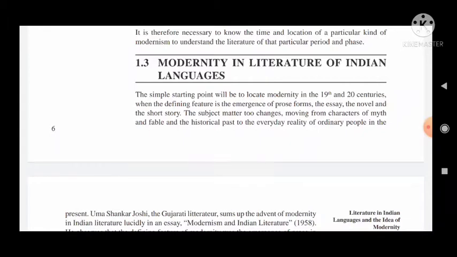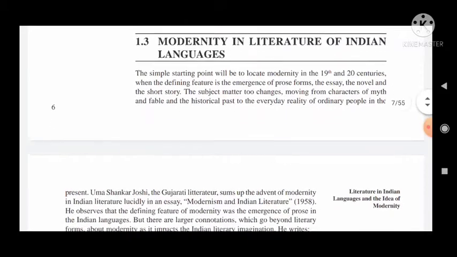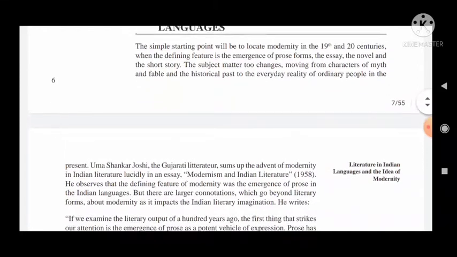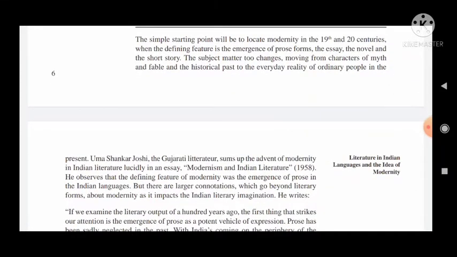So, what is modernity in literature of Indian languages? As we know, many Indian languages are there, all of them regional languages and also state languages. The simple starting point will be to locate modernity in the 19th and 20th centuries, when the defining feature is the emergence of prose forms: the essay, the novel and short story.